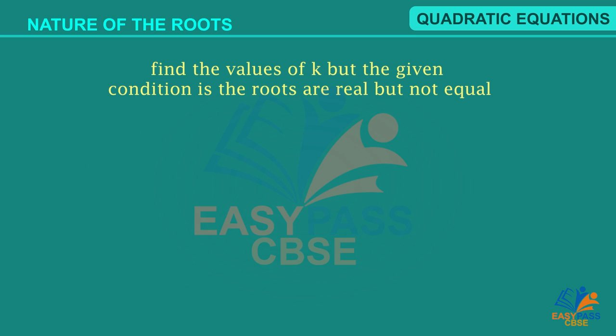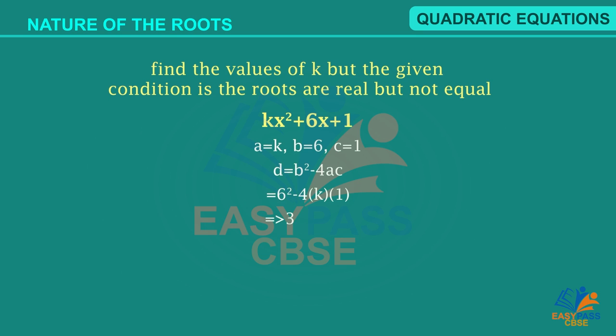Here also the roots are real, you have to find the k value. kx square plus 6x plus 1. As usual, a is equal to k, b equal to 6, c is equal to 1. The discriminant is b square minus 4ac, that means 6 square minus 4 times k times 1, that means 36 minus 4k.